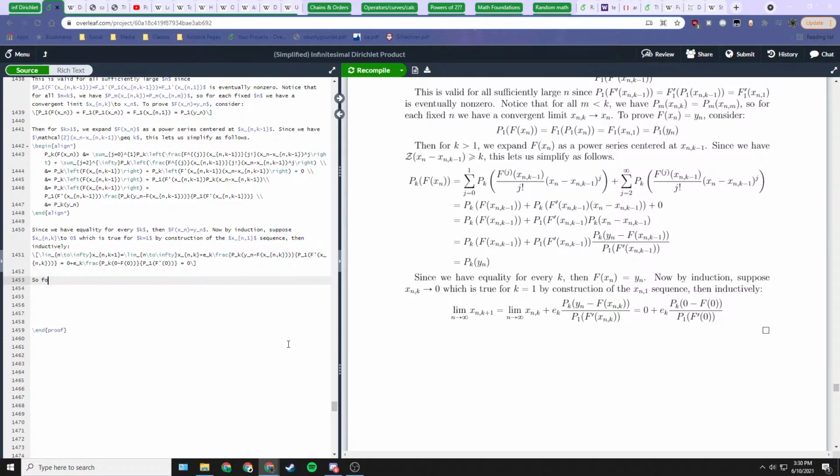So for every natural we have x and k going to 0, and then we say since we have pk xn equal x and k, then also xn goes to 0, proving our claim. Okay, now I might want to separate this as a lemma.